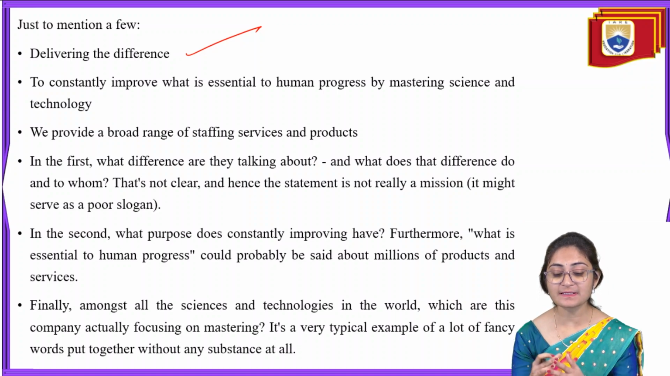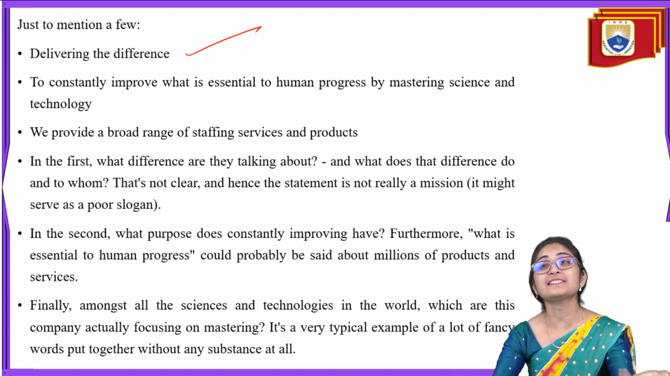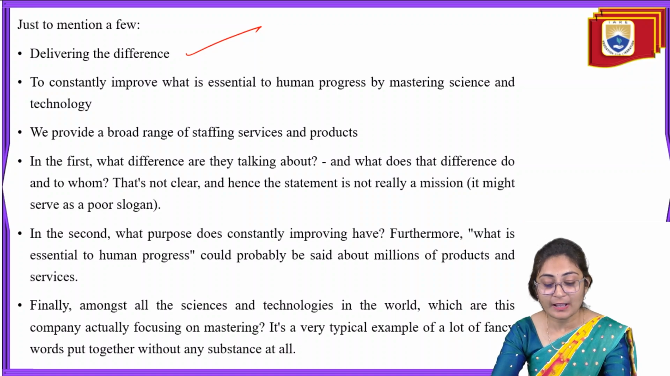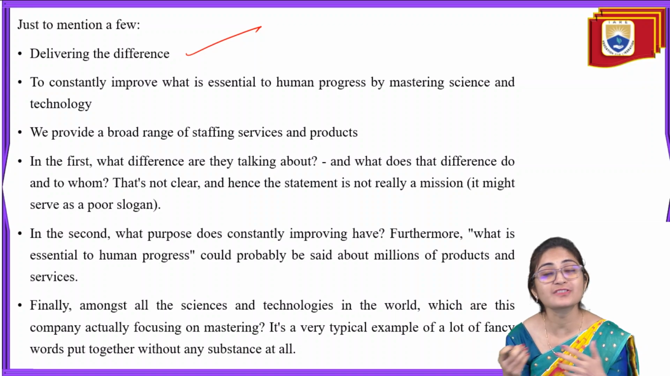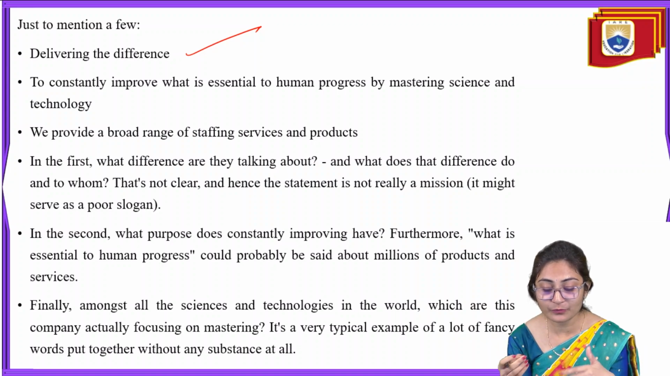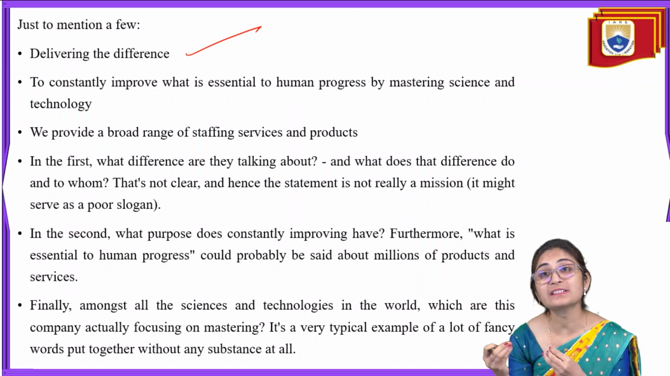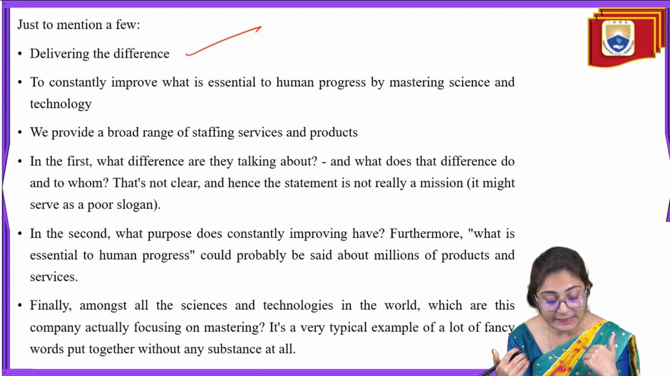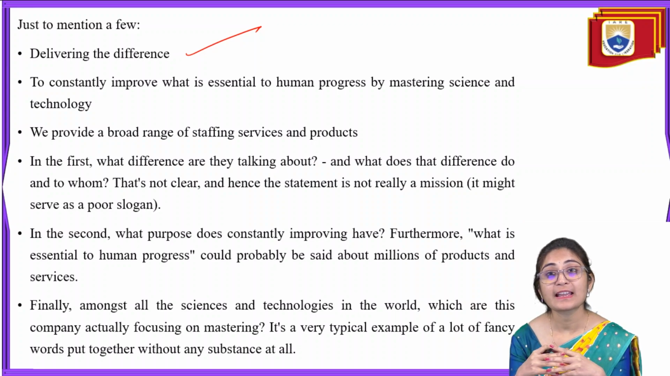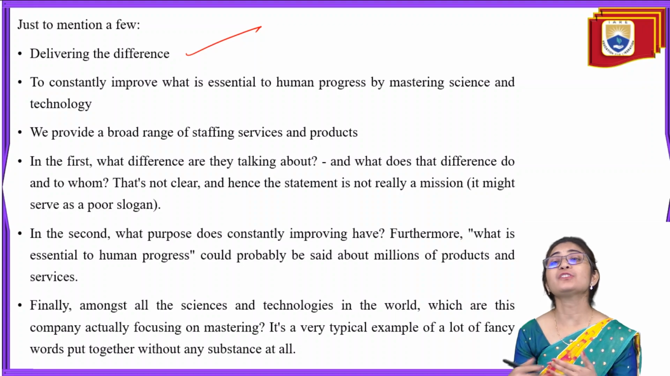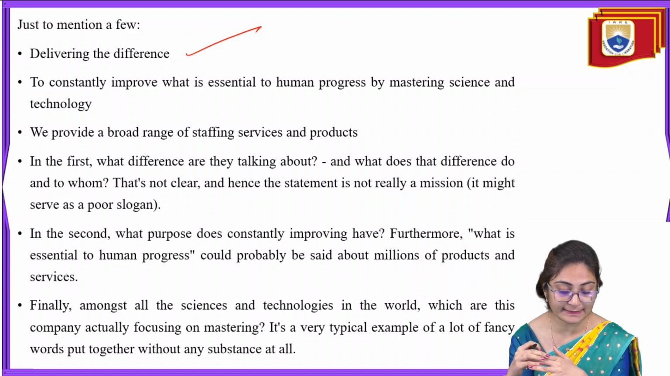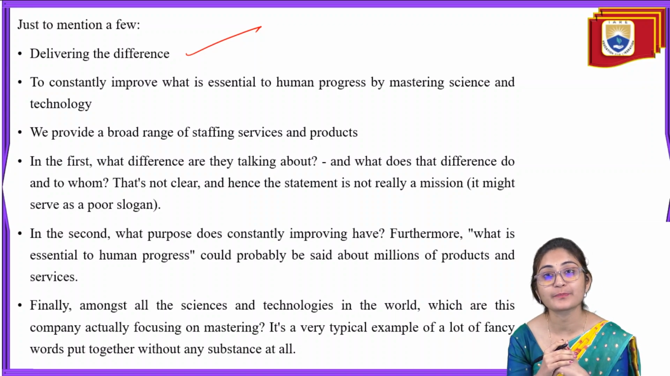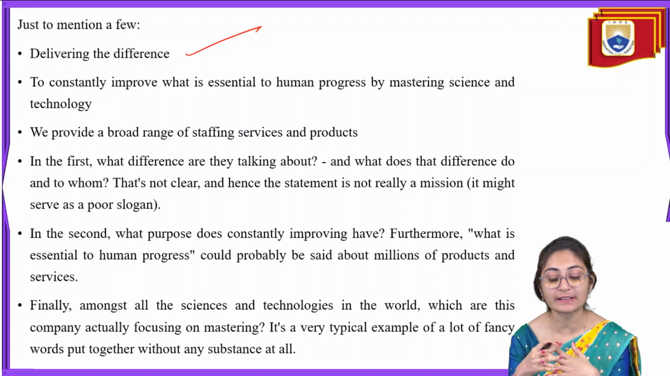And in first, what difference are they talking about? What does the difference do and to whom? So that's not clear. Hence, the statement is not really a mission. It's not a mission. Second one, what purpose does constantly improving have? What is essential to human progress? Could probably be said about millions of products. And the last one is all science and technology in the world. Which is this company actually focusing on mastering? It's a very typical example of a lot of fancy words put together without any substance.